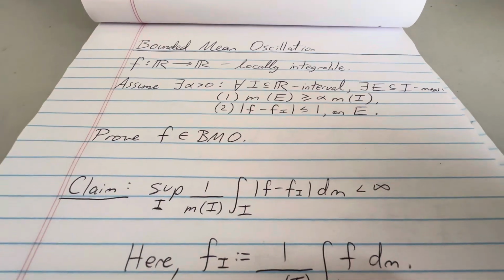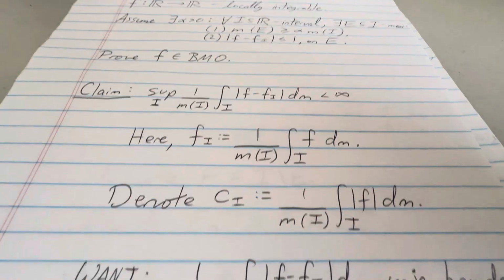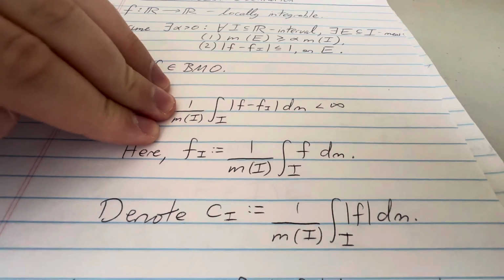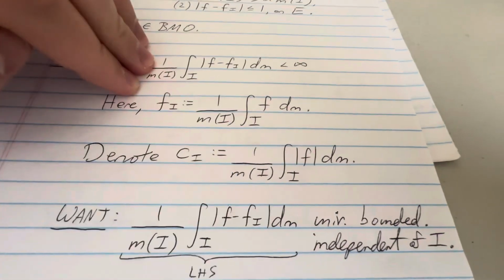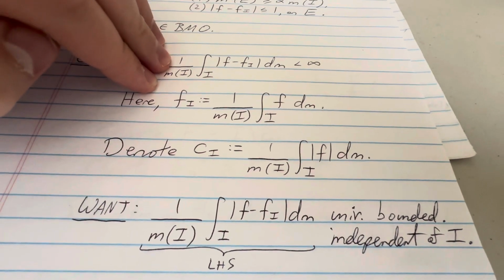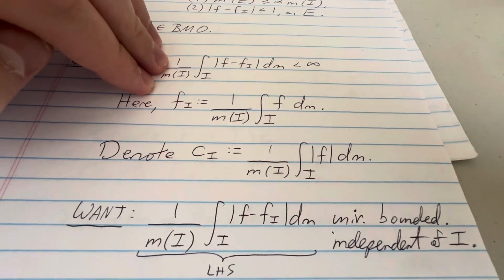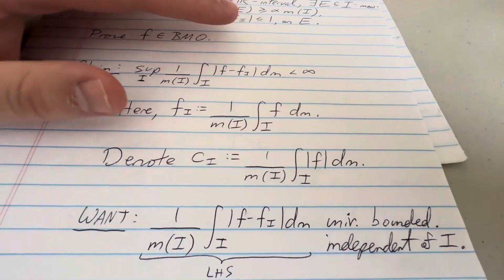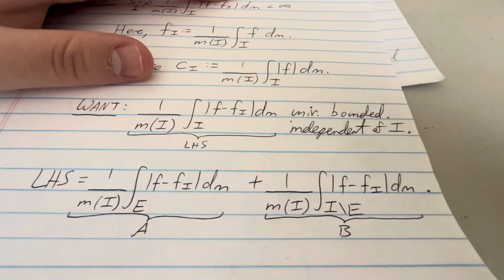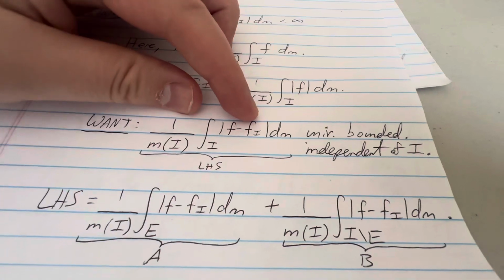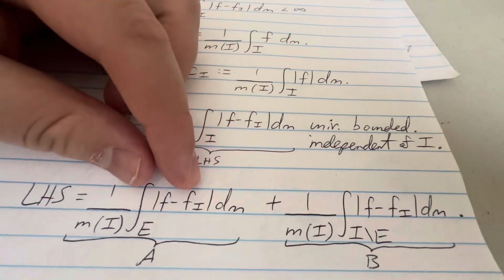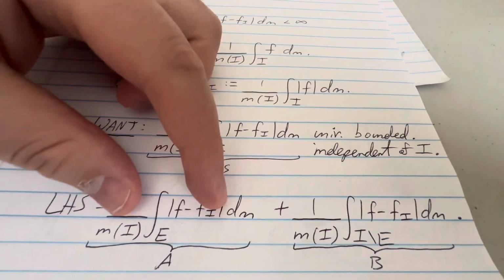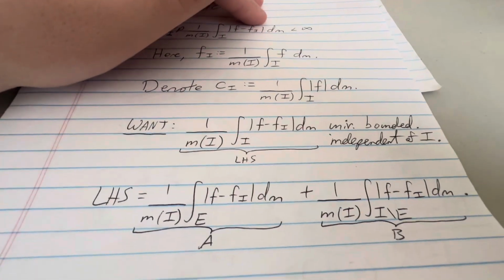So this is what I want to show. And my approach was to just look at the expression without the supremum. So I've written that here. And I want to find a bound for it that is independent of I, so that if I take the supremum of both sides, then I'll have the supremum as bounded, and I can claim that f is BMO. So how am I going to do that? Well, the first thing I did was I took the expression and I split it up into two pieces. So the first piece is over E, and the second piece is over I minus E. I call this expression A and this expression B, just to make notation easier.